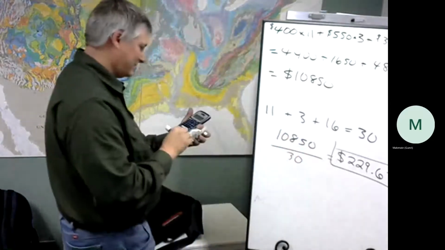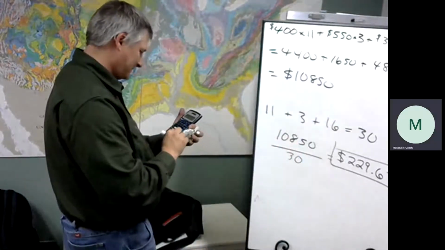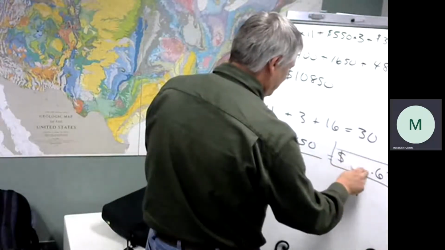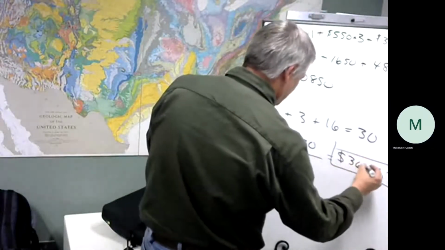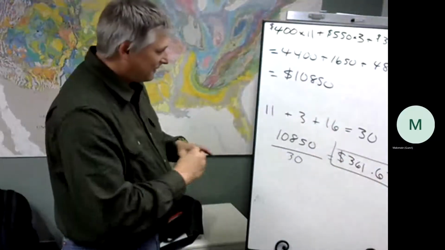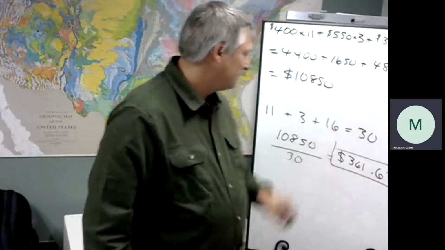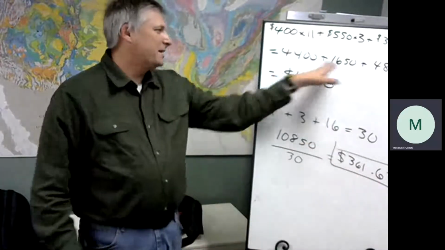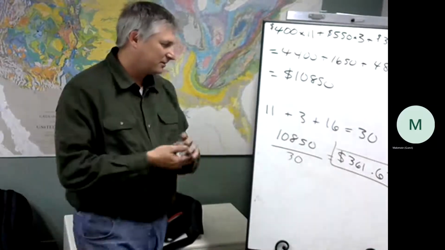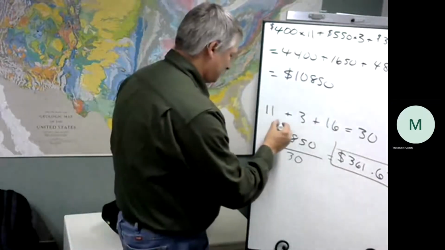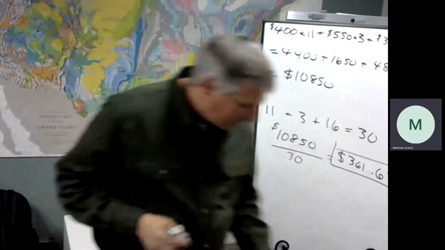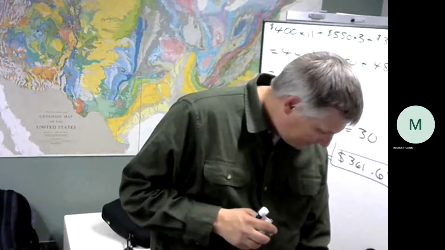So divide this by 30. We get 361.67. All right, that looks better. Sorry about that. These needed to be added correctly to get this divided by 30. And there we go.